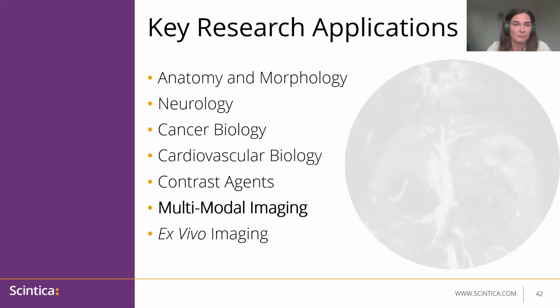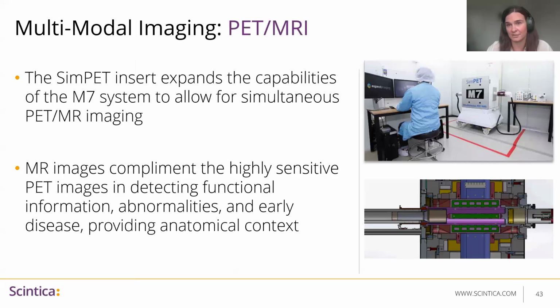So next we'll move on to multimodal imaging. So the system does have the ability to be multimodal. So in our larger system, which is the M7, we have the ability to do simultaneous PET and MR. With our smaller systems like the M5 and the M3, we have the ability to do sequential imaging.